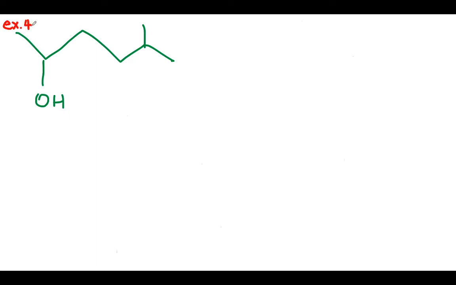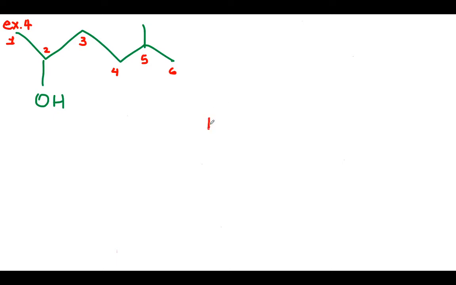In example number 4, again, I want to give the carbon that the hydroxyl is attached to the lowest possible number. Now, I wouldn't want to give this a 1 because I want my longest continuous carbon chain to be as long as possible, right? So the lowest possible number that I could give it is 2. So I'm going to start here. 1, 2, 3, 4, 5, 6.